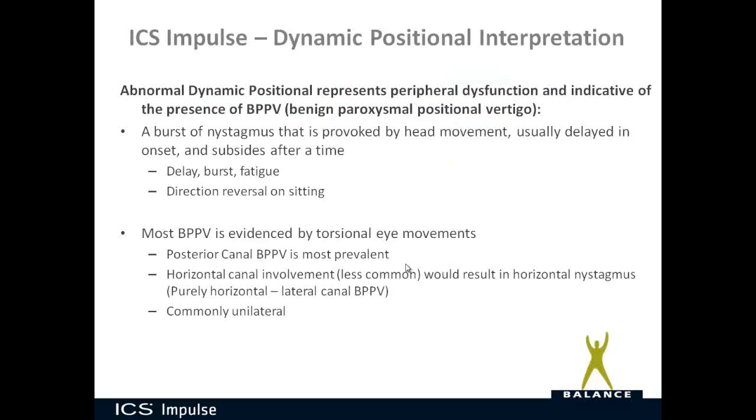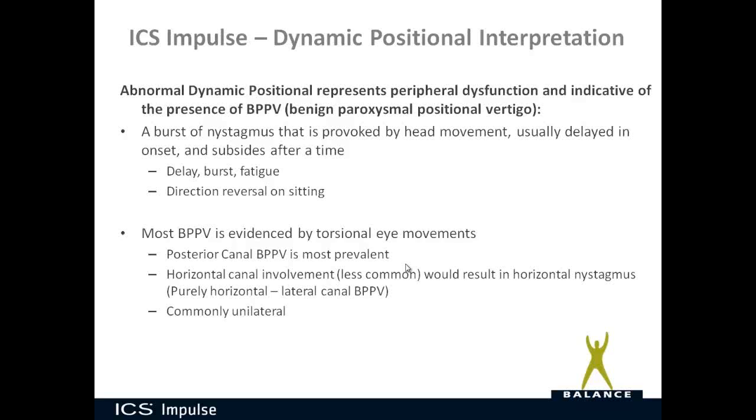Abnormal dynamic positional test represents peripheral dysfunction and is indicative of the presence of BPPV, or benign paroxysmal positional vertigo. What happens is a burst of nystagmus that is provoked by the head movement. It's usually delayed in onset. That means that you position the patient down so their head's hanging over the edge of the table, and it usually takes a second or so before the nystagmus starts. So it's delayed in onset, and then it's usually a burst of activity, meaning that then it becomes more robust, and then it finally fatigues or subsides after time.